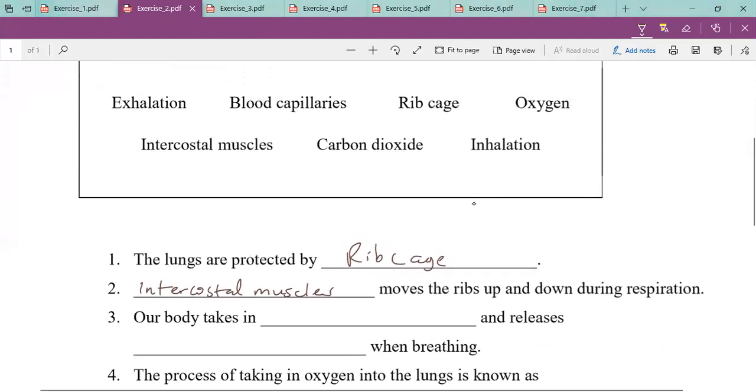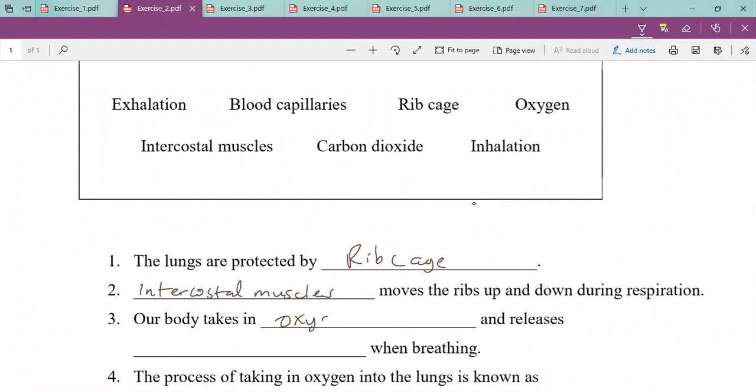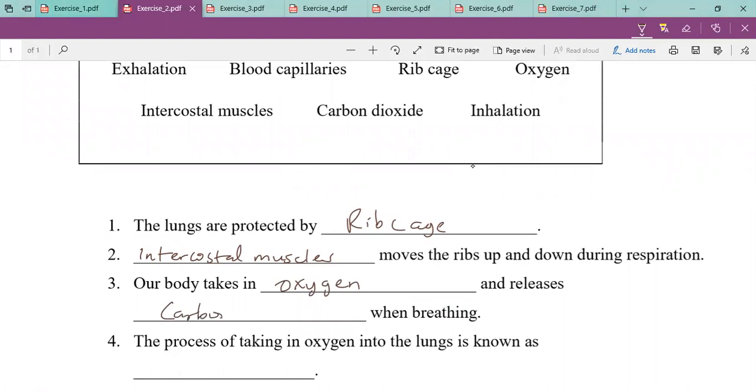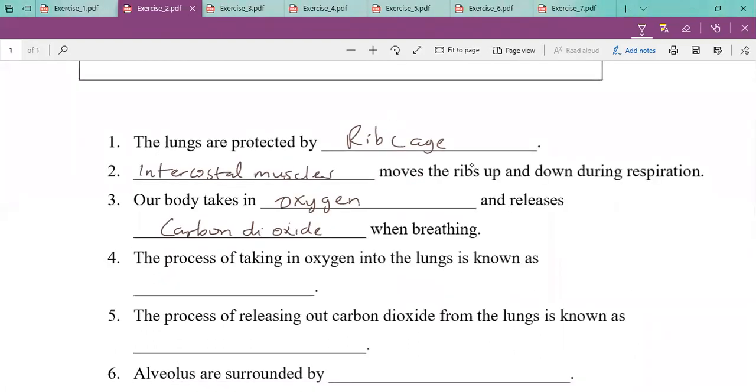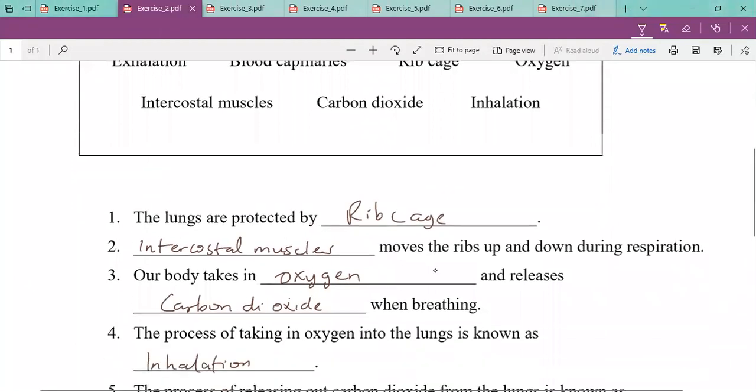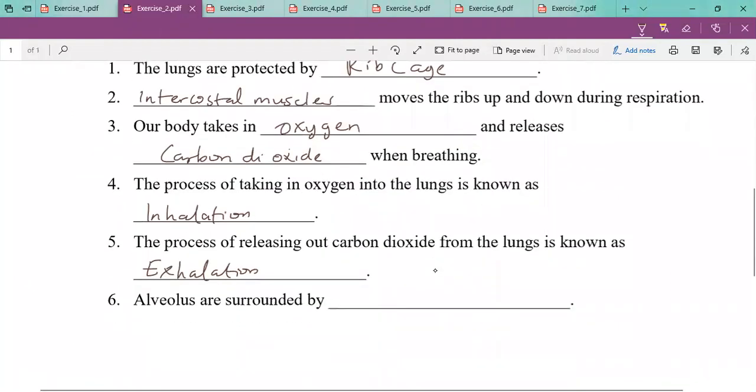Our body takes in oxygen and releases carbon dioxide when breathing. The process of taking in oxygen into the lungs is called inhalation. The process of releasing carbon dioxide is called exhalation. Alveolus is surrounded by blood capillaries.